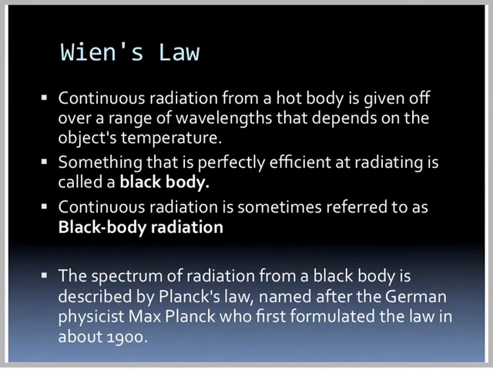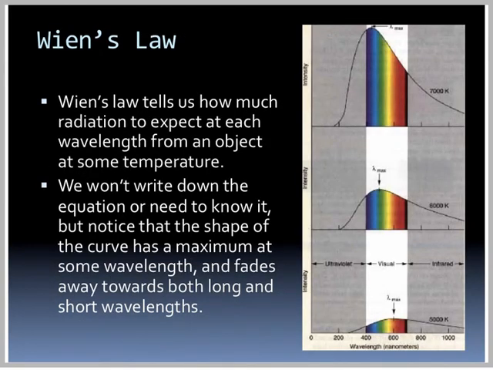The spectrum of radiation from a black body is described by Planck's law, named after the German physicist Max Planck, who first formulated the law in about 1900. Now, Wien's law tells us how much radiation to expect at each wavelength from an object at a certain temperature. We don't need to know the equation or write it down, but we need to notice the shape of the curve, that it has a maximum at some wavelength and fades away toward both long and short wavelengths.